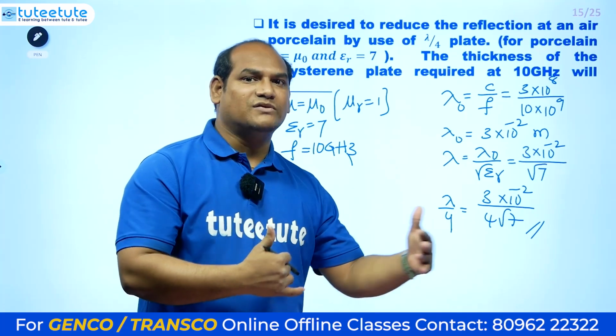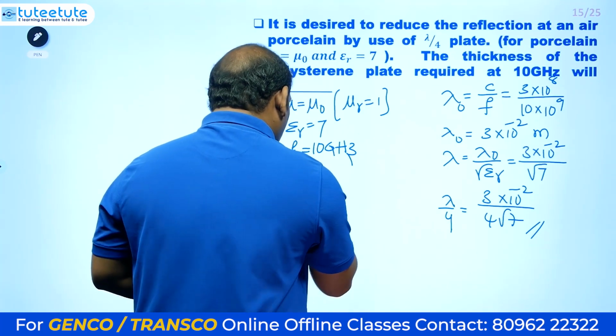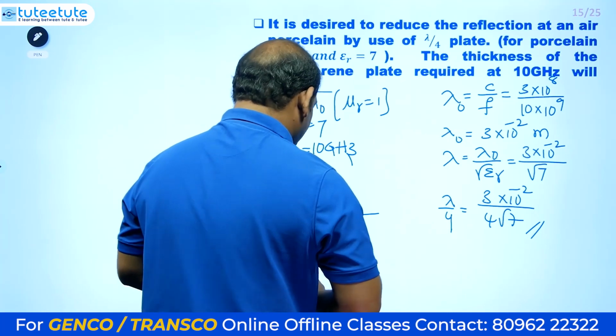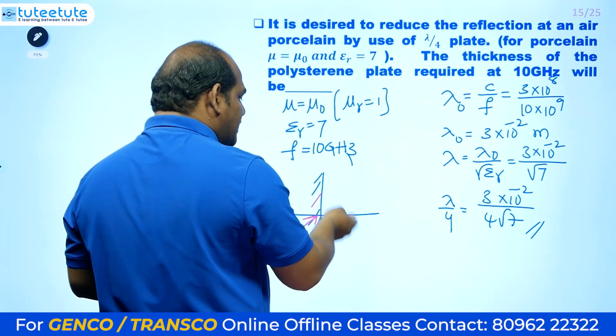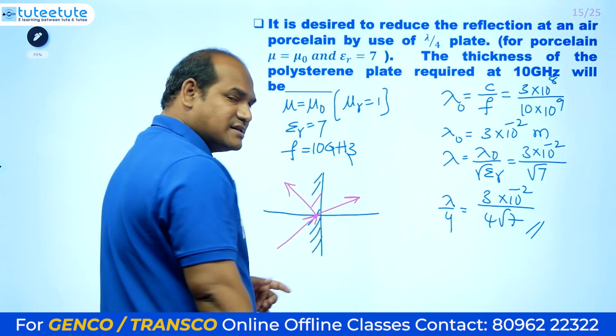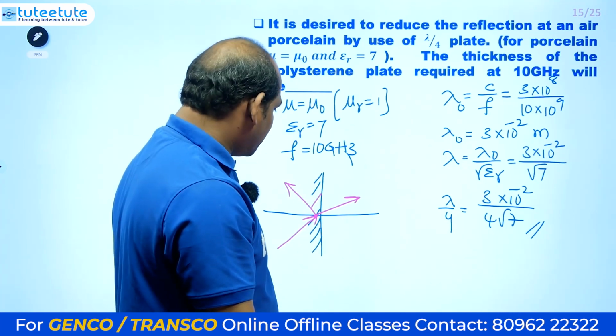Slab in between two media. For example, here one medium is there. This is the interface, and this is the normal to the interface. We are making the wave incident. Because of the impedance mismatch, some wave will be reflected back, and the remaining part will be transmitted. This is the criterion we know. This is the concept we already have.